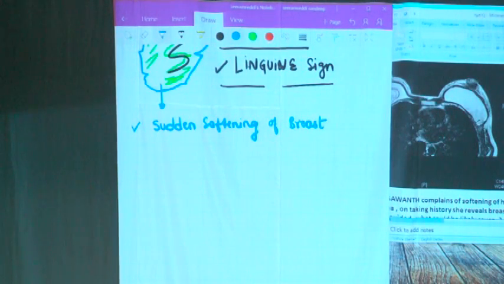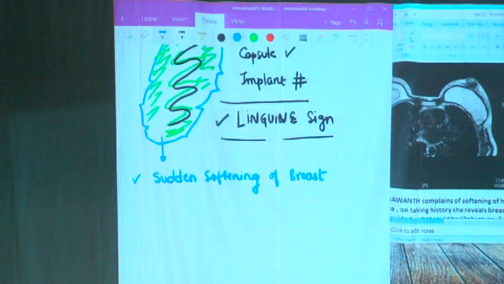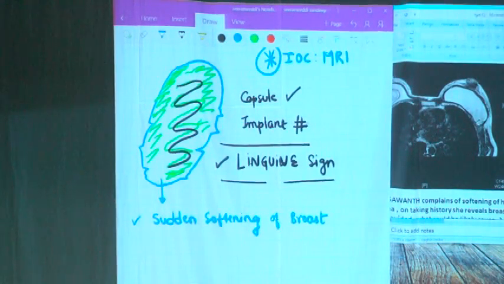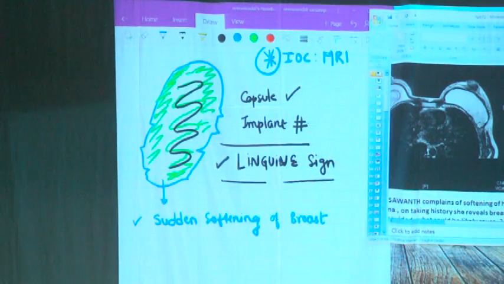Sudden softening of a breast after a history of trauma or an infection or anything else, and when you perform an MRI and you see such a representation, that would be the linguine sign. So this is a complication that you see in a condition of breast implant.